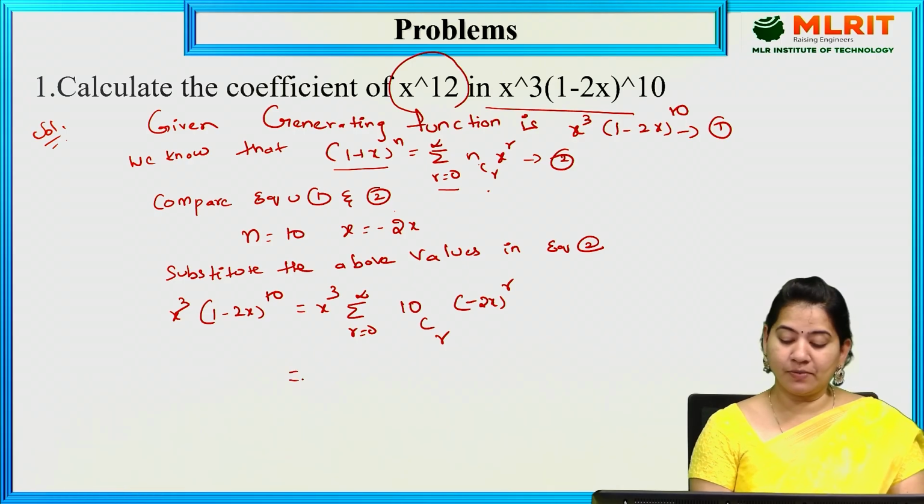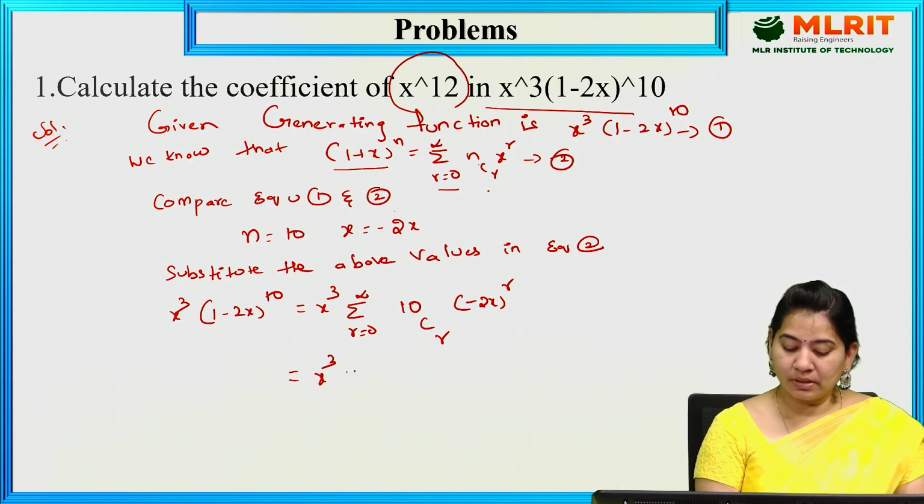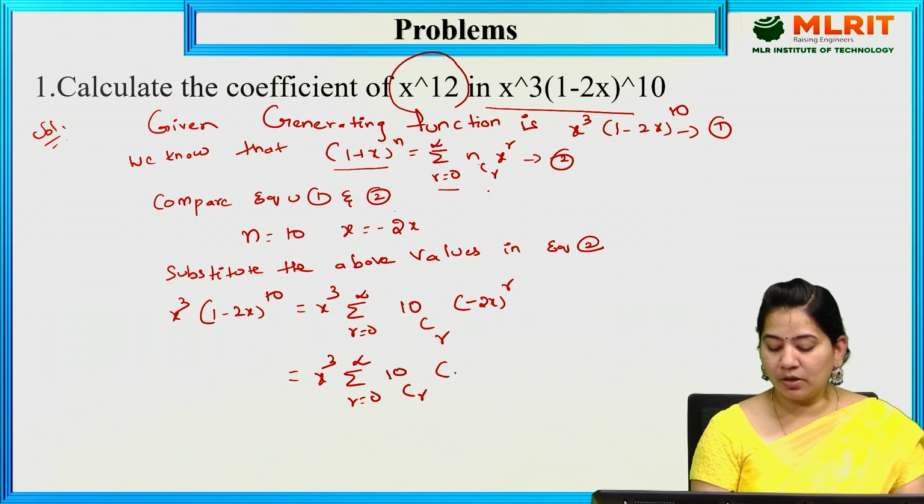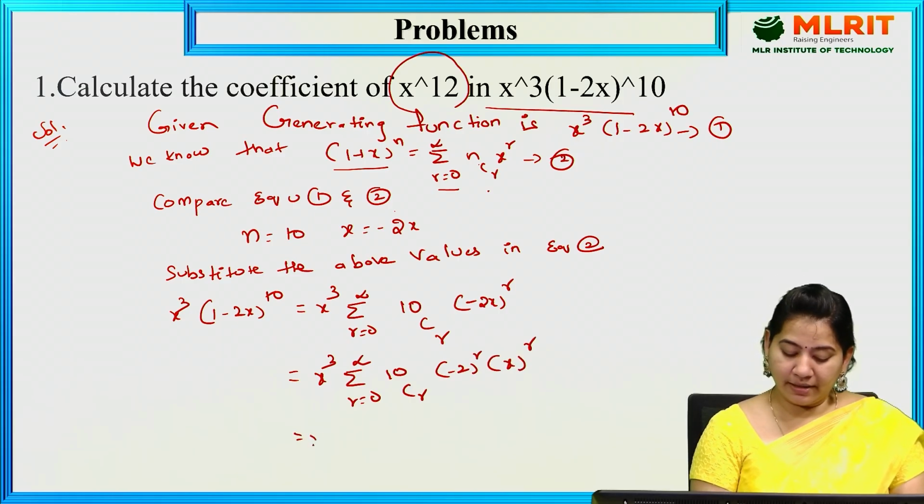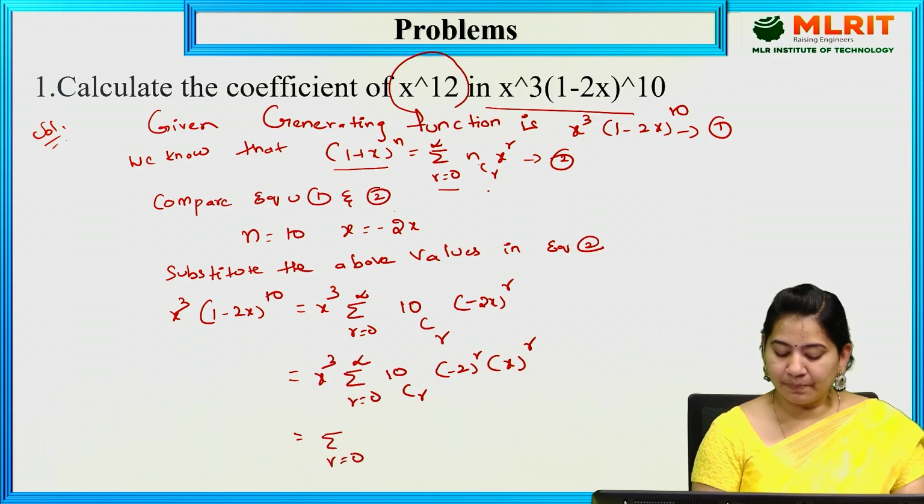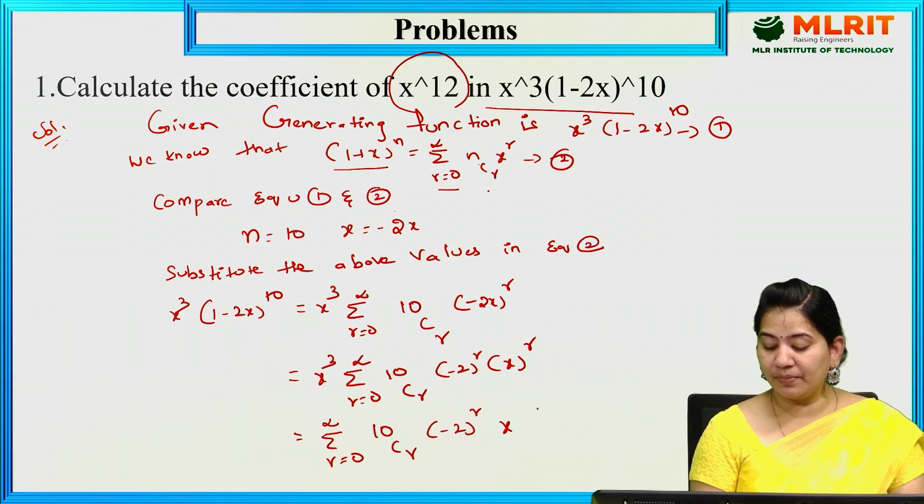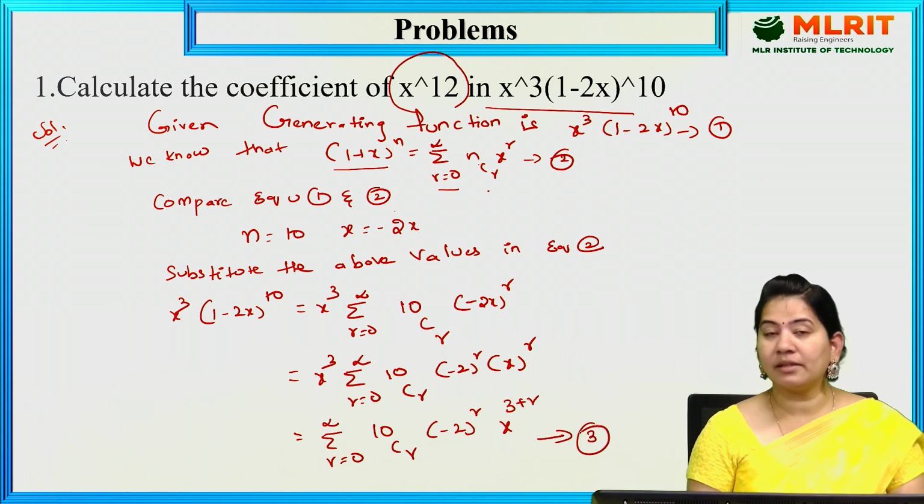So this is x cube sigma r equal to 0 to infinity 10Cr, and separating the constant and the variable, we get minus 2 power r into x power r. In the next line, carry this x cube inside, and we get sigma r equal to 0 to infinity 10Cr minus 2 power r into x power r into x cube, which becomes x power 3 plus r. Let us consider this as equation 3.